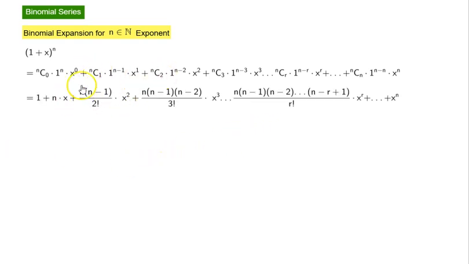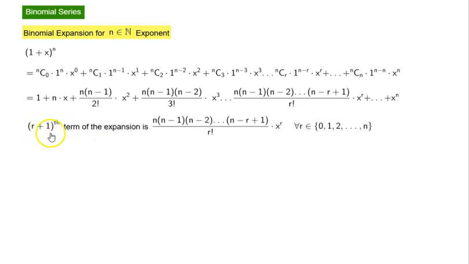Now we can evaluate all these combinations. Here nC0 is 1. 1 to the power of, actually it should be 0, so 1 to the power of 0 is 1. x to the power of 0 is 1. So everything is 1, and we have 1 as the first term. Plus nC1 is n. 1 to the power of n minus 1 is 1, times x. So we have nx. And similarly for the rest of the terms.